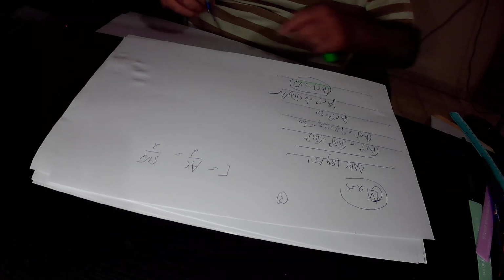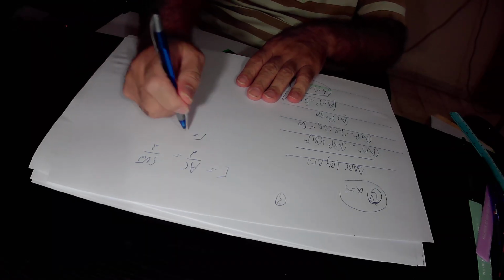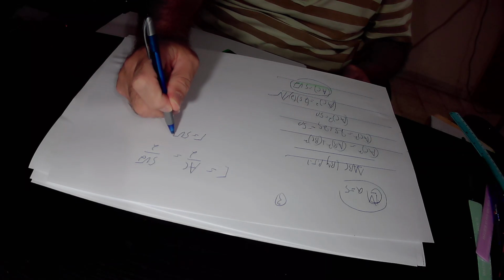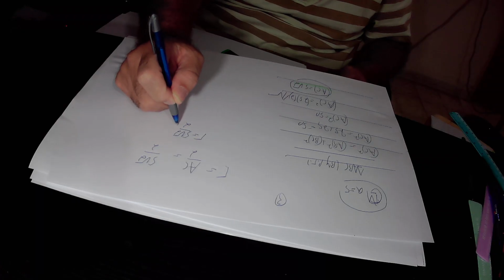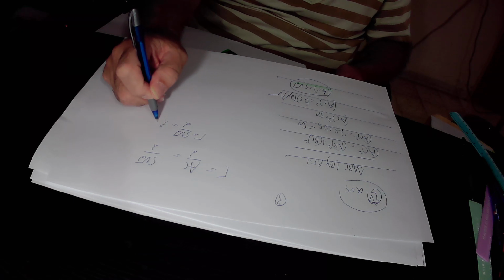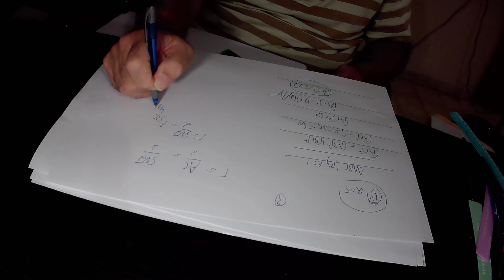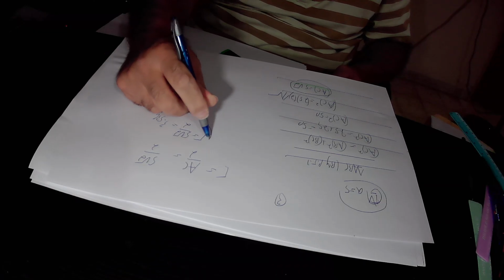So R equals either 5 times square root of 2 over 2 units in its length, or in terms of numbers, R equals 3.536 units in its length. And this is the answer to the first question.